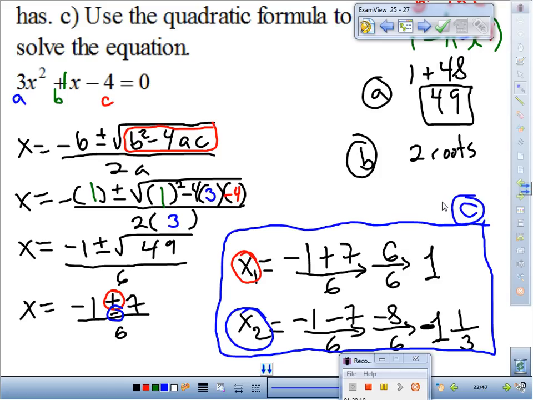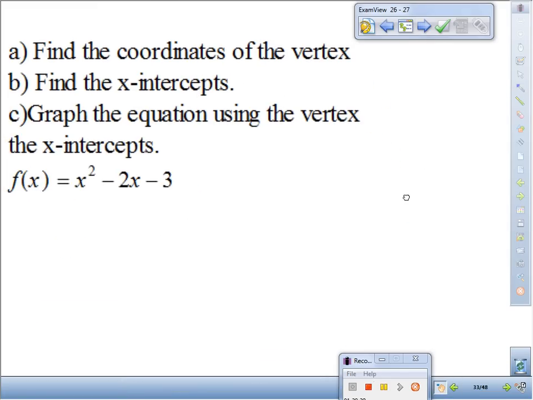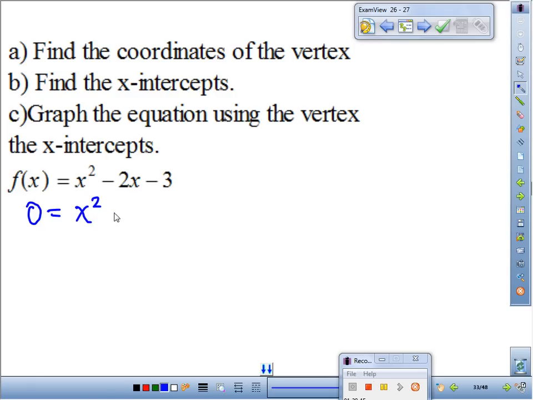Okay? Let's go to number 26. Okay, let's see. So we got: find the coordinates of the vertex, find the x-intercepts, graph the equation using the vertex and the x-intercepts. So first of all, let's change this equal to 0. We got x squared minus 2x minus 3. They want us to find the vertex and the x-intercepts, and the very first thing that you know how to do is solve for x, right?